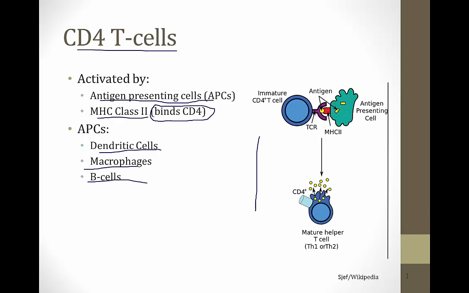An antigen-presenting cell puts an antigen on top of an MHC class II molecule and presents it to a T cell, and then the T cell can become mature and can begin secreting cytokines to activate the adaptive immune response.